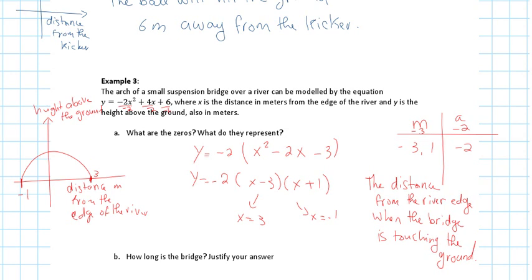Horizontally, how long is the bridge? 4 meters. Why? If you look at how long it is horizontally, it starts from negative 1 and goes to 3. That's 4 meters long. So the bridge is 4 meters.